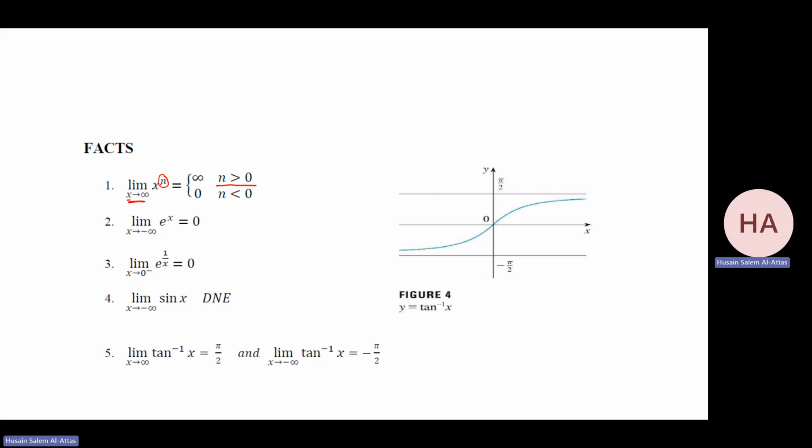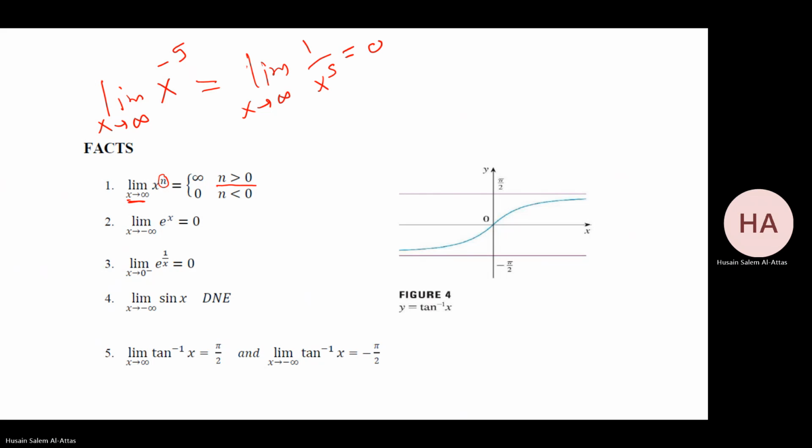If n is negative, it means the power will be like 1 over x to the power n, where n is something. For example, I want to find the limit as x goes to infinity of x to the power -5. Then that will be what? Limit as x goes to infinity of 1 over x to the power 5, which is 0. The limit is 0 if n is negative.